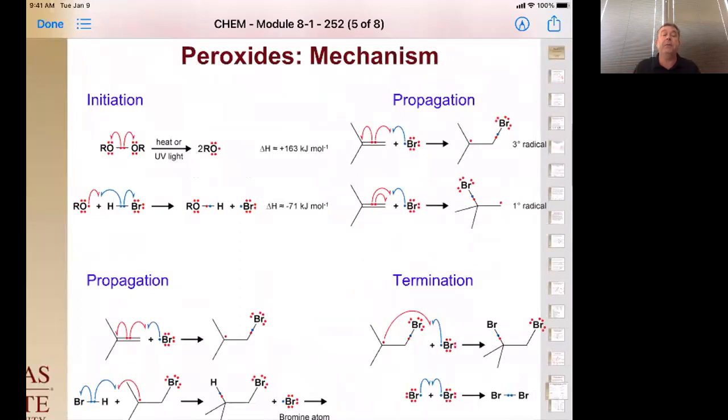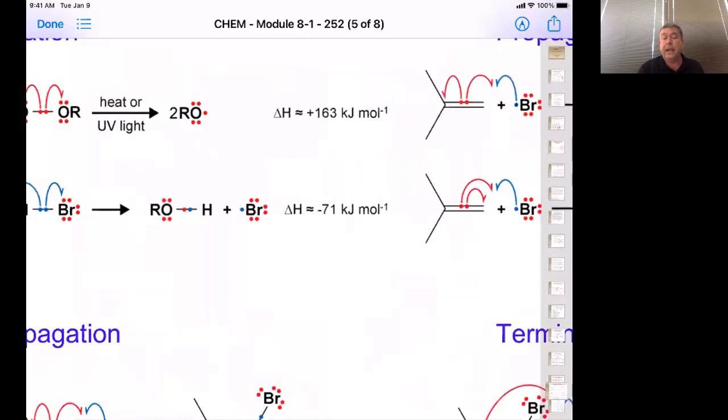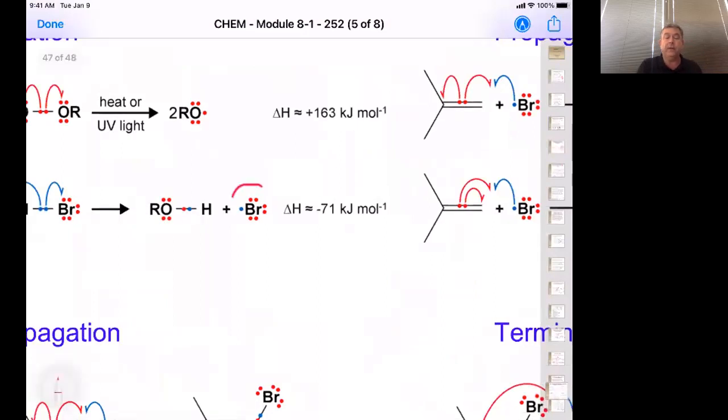And initiation happens when you break that oxygen-oxygen bond homolytically, meaning that one of them goes away with one electron, the other one goes away with one electron, and we have basically two equivalents of single electrons. Okay. The next thing that happens is that single electron on oxygen will take a hydrogen and one electron from the bromine, giving us our alcohol here and our bromine radical.